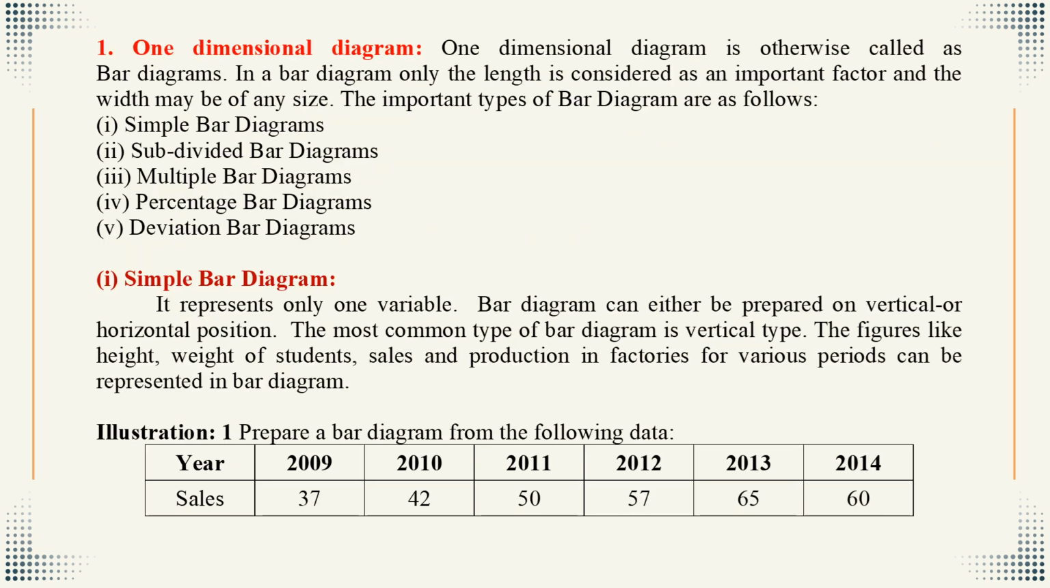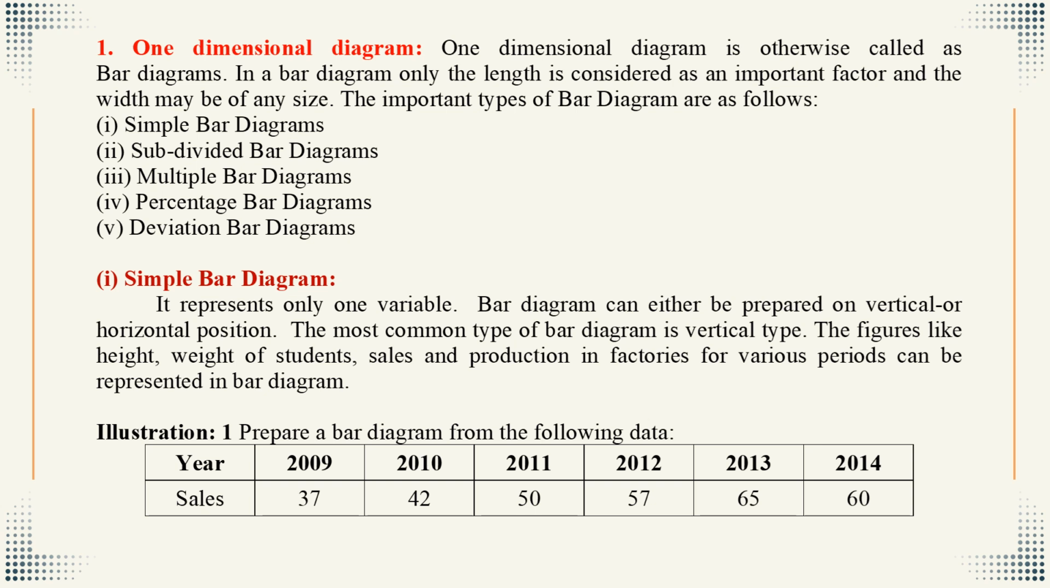Then one-dimensional diagram. One-dimensional diagram is otherwise called bar diagrams. In a bar diagram, only the length is considered as an important factor, and the width may be of any size. The important types of bar diagrams are as follows: simple bar diagram, subdivided bar diagram, multiple bar diagram, percentage bar diagram, deviation bar diagrams.